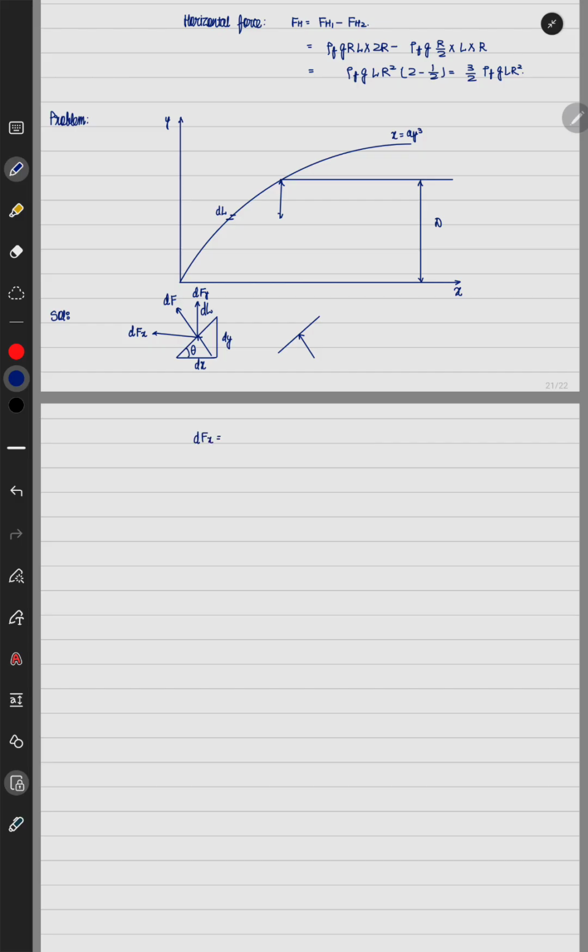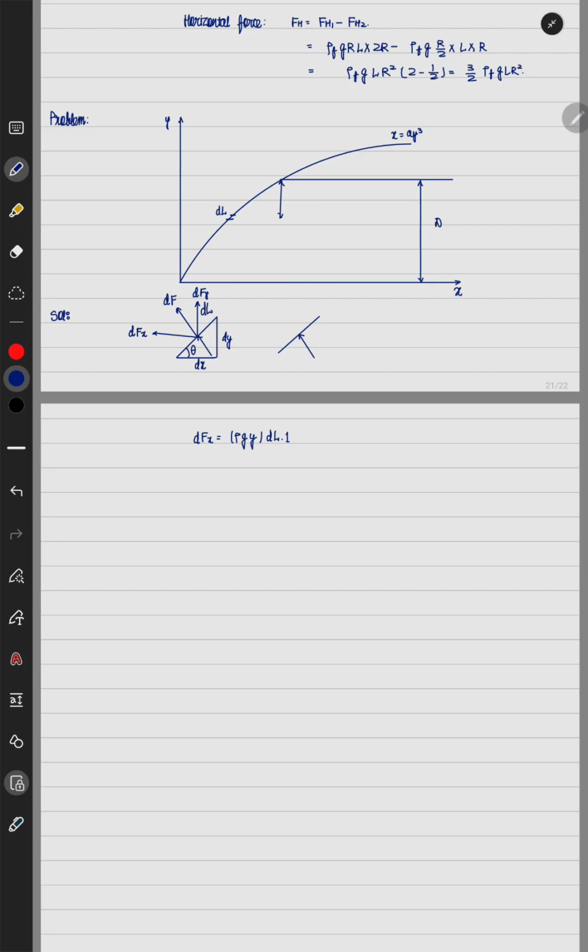dFx is given by the height from the interface between air and water, which is y. So rho into g into y is the pressure at this point, into dl into 1, where 1 is the length extended perpendicular to the sheet of paper. This gives the total amount of force, and the component of this force in the x direction is given by this figure. Let us look into this figure.